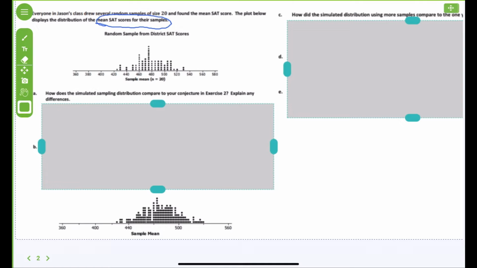A says, how does the simulated sampling distribution compare to your conjecture in exercise 2? Well, it's pretty close, right? We said that it should be centered around 487, which would be right around in there. Okay.